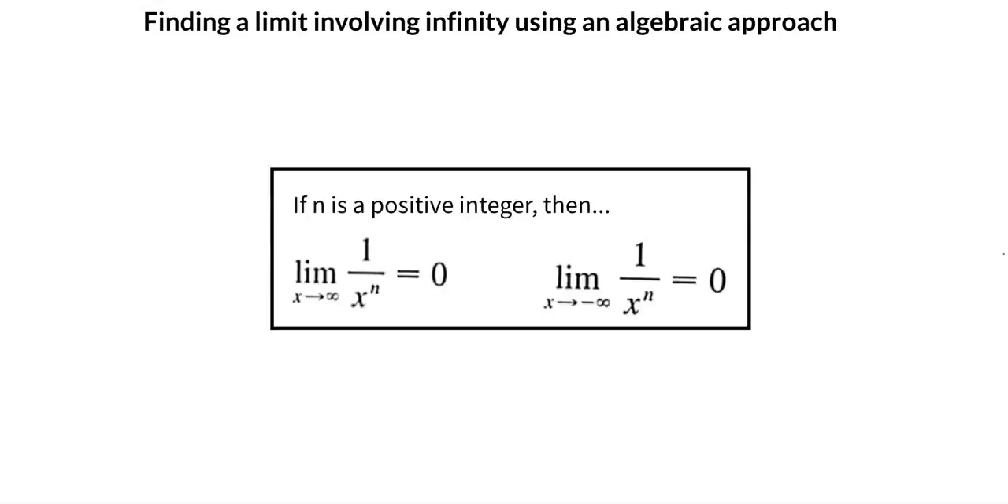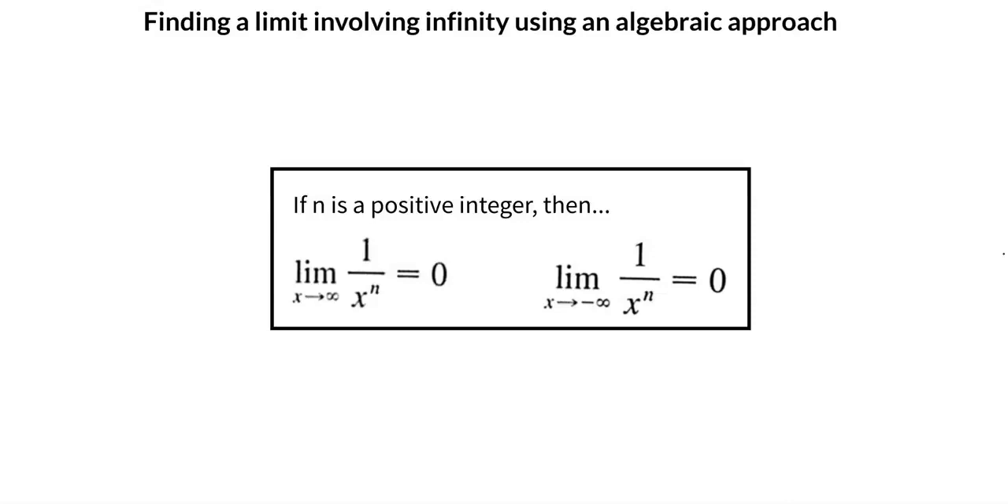If n is a positive integer, then these limits will equal 0. Why is this true? I think about it like this. If we are trying to evaluate the limit as x approaches infinity of 1 over x squared, the answer would be 0, because 1 divided by a very, very large number, which is squared, will provide an extremely small decimal that would essentially be 0. Okay, that makes sense. Great!